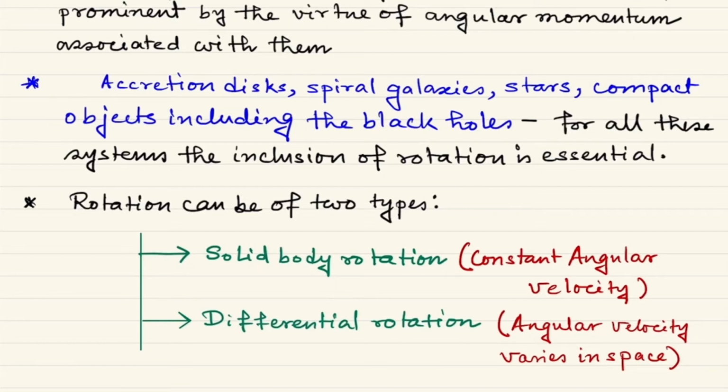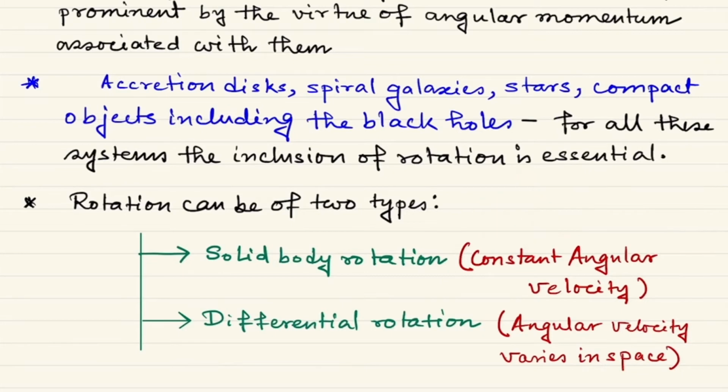We also introduced two types of rotation. One was the solid body rotation, another was the differential rotation. The solid body rotation is a rotation where the whole body is moving with a constant angular velocity. The linear velocity can be different, but the angular velocity omega should be a constant. Remember that omega times r gives you the linear velocity in the cross radial direction.